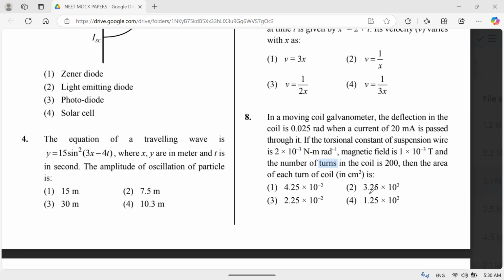The only thing is you should have got an idea: when the torsional constant is being given, what is the formula to be used?